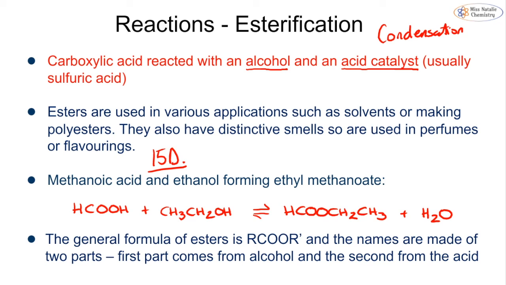So the general formula here is RCOOR'. And this part comes from the acid, and this R group comes from the alcohol. And when we name them, we have the names in two parts as well. So the first part of the name comes from the alcohol, and the second part of the name comes from the acid. And we will look at that in more detail about how we draw them and name them in topic 15D.